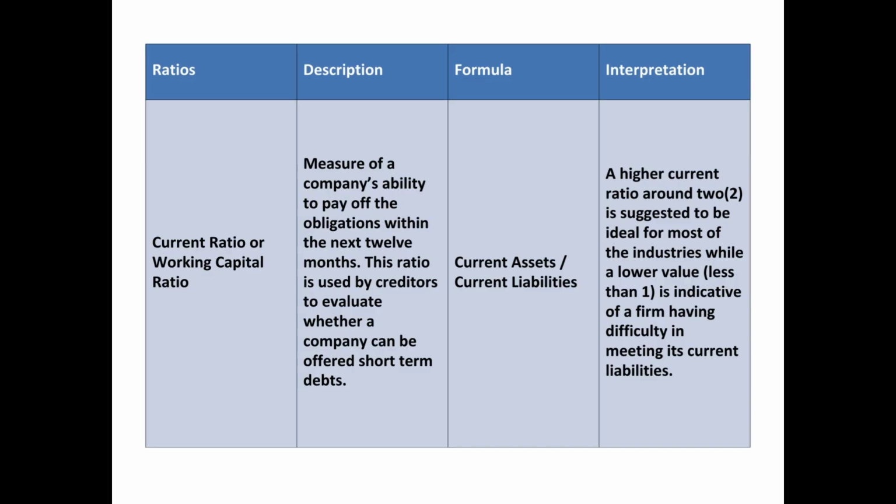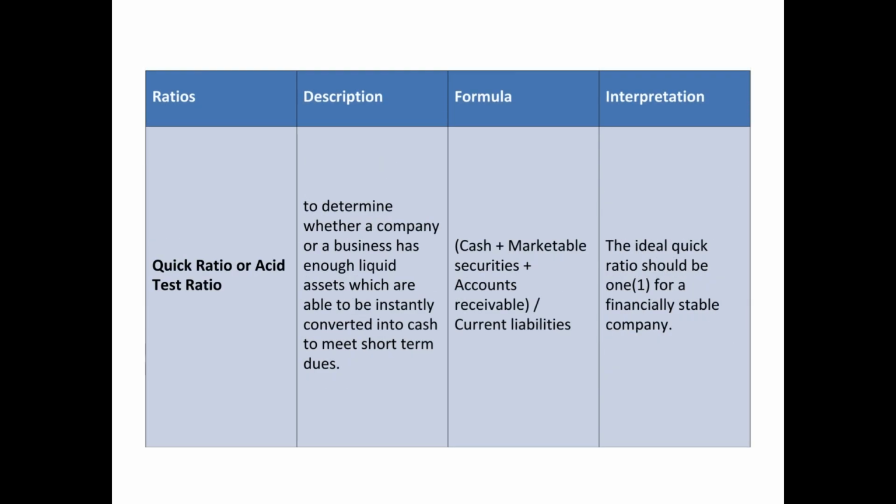Next up, the quick ratio, also known as asset test ratio. The description tells us it's to determine whether a company or a business has enough liquid assets which are able to be instantly converted into cash to meet short-term dues. The formula is cash plus marketable securities plus accounts receivable divided by current liabilities. And the interpretation, the ideal quick ratio should be 1 for a financially stable company.